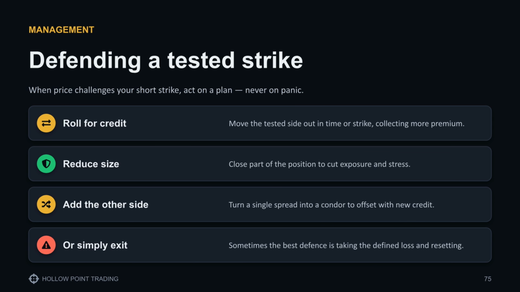When defending a tested strike, keep your head. You might roll for credit, reduce your position size to manage stress, turn the trade into a neutral structure like a condor, or simply accept the defined loss and reset. The key is to act on a pre-existing plan, not on impulse.